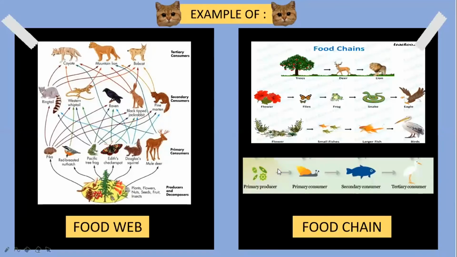And this is a detrital food chain, because it starts with not a green plant. This is detritus. This is photosynthetic bacteria.